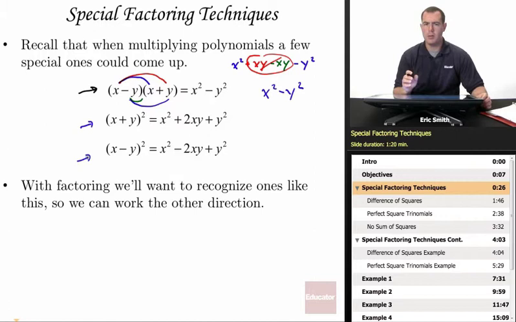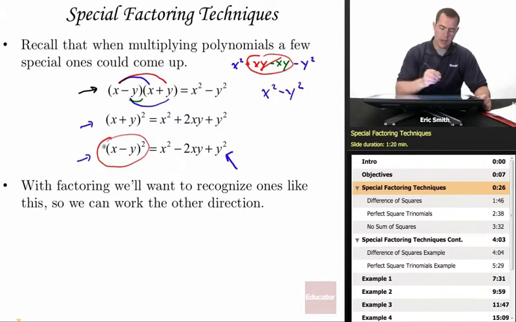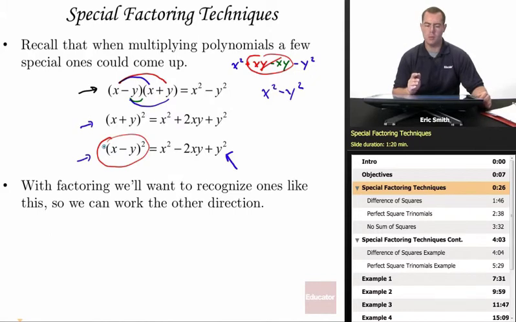Now, since we've been working with factoring, we really want to look at all three of these processes the other way. If we can recognize that we have one of these types of polynomials, we'll immediately know how it should factor on the other side. So think of these as nice handy formulas that can really help you cut down on the factoring process.